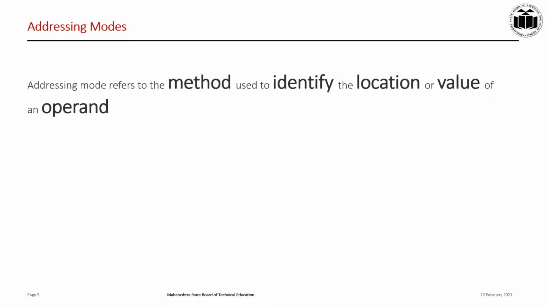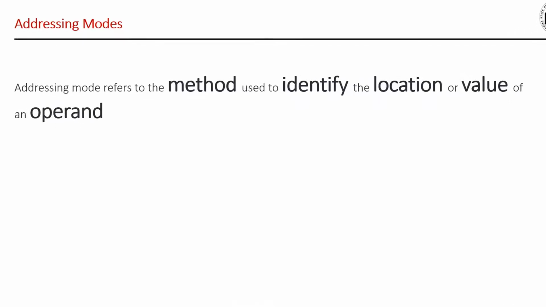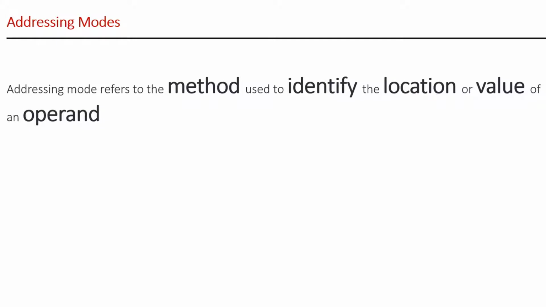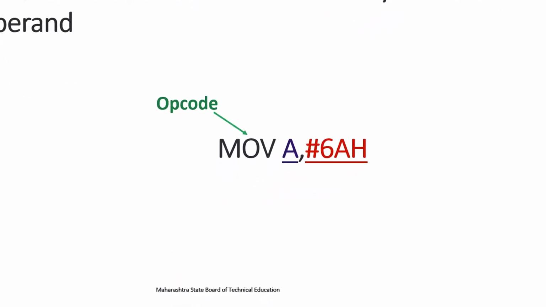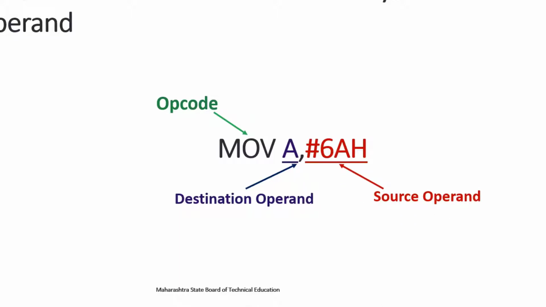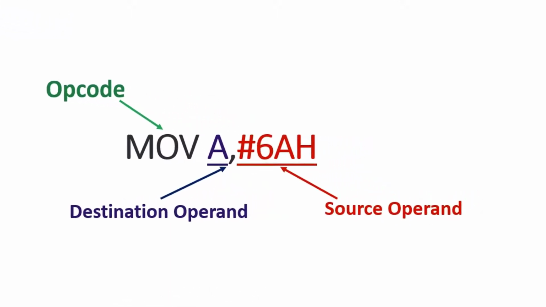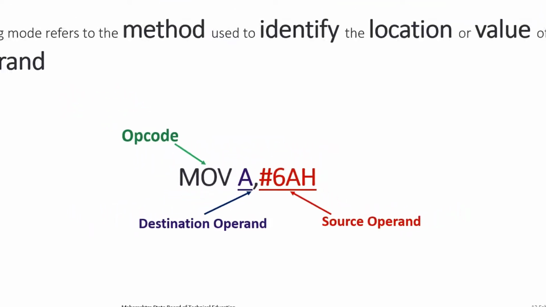Addressing mode refers to the method used to identify the location or value of an operand. It defines the way in which the operands are accessed by the instruction. Any instruction in the 8051 microcontroller has two parts, an opcode and an operand. The opcode tells the microcontroller what to do. Operand means the data we are operating upon. It can be a direct address of memory, it can be a register name, or it can be any numerical data.